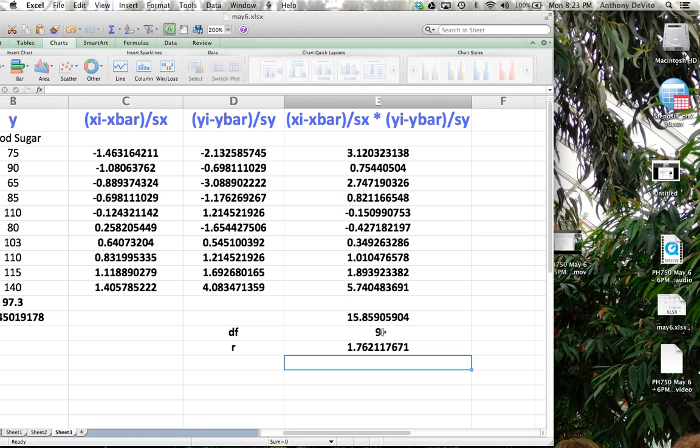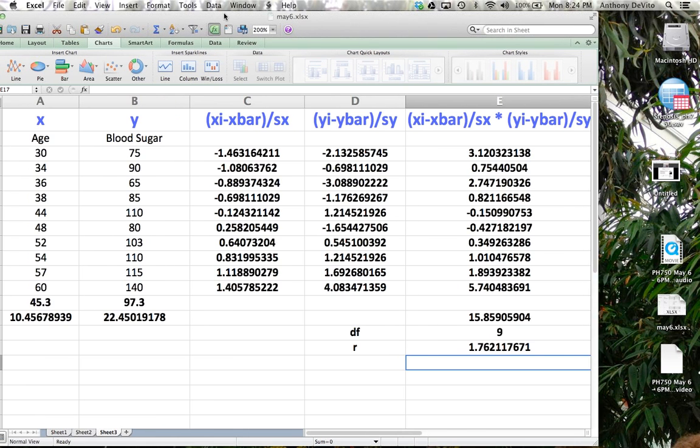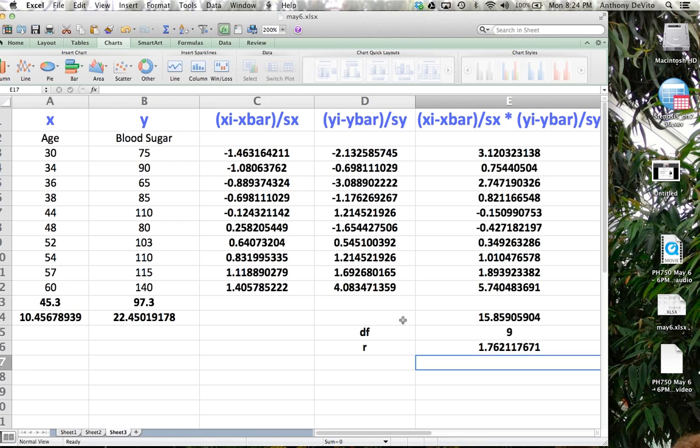Oops, did I do something wrong there? I did something wrong there. What did I do wrong here? What did I forget to do here? Let's see. Degrees of freedom is 9. There's something wrong with this value here. Let's see. Minus 2. Minus 3.